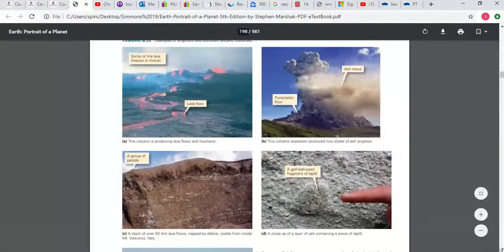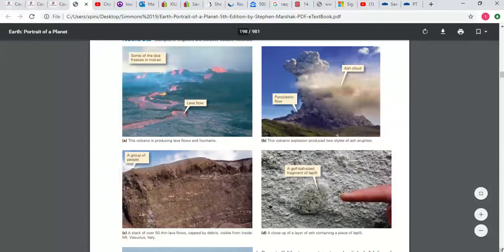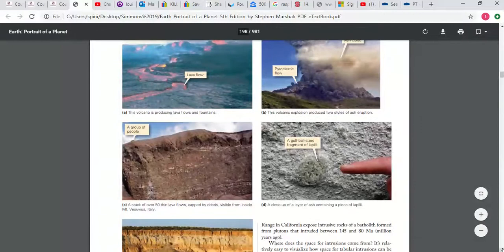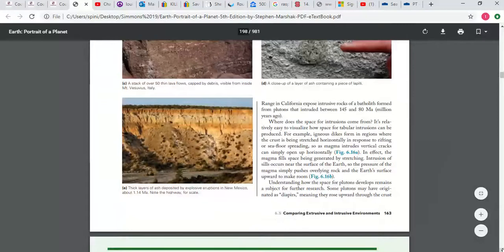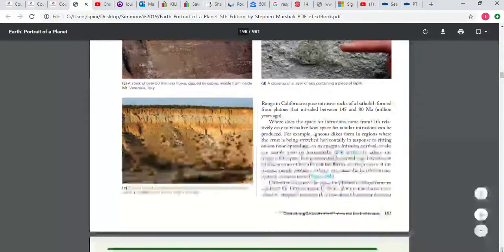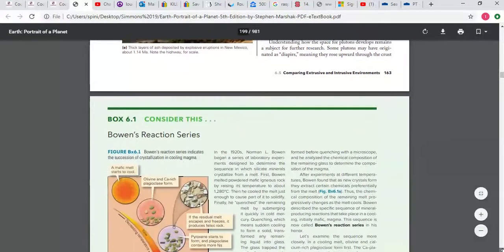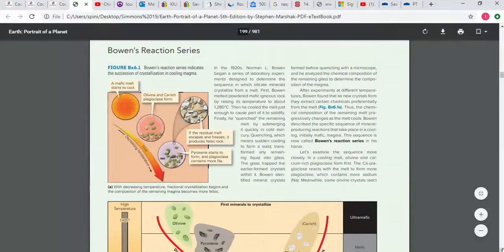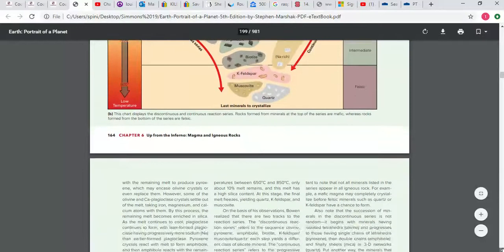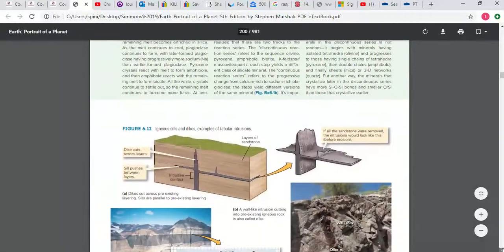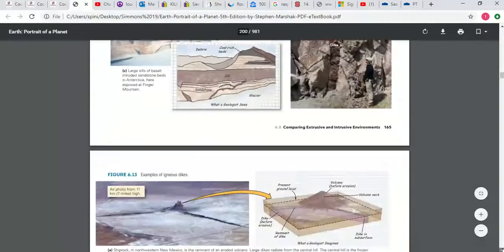So again, here are some more pictures of some of this. Here is a volcano that is exploding, not just a nice flow of lava like we see in the picture on the left. Here we can go back and look at lava flows from the past, looking at where these were, how thick they were, how big the eruption was, all sorts of things like that. So it's all very interesting. Don't worry too much about Dr. Bowen's reaction series. Read it, definitely, and it is very interesting, but it's not anything we're going to get into in too much detail.